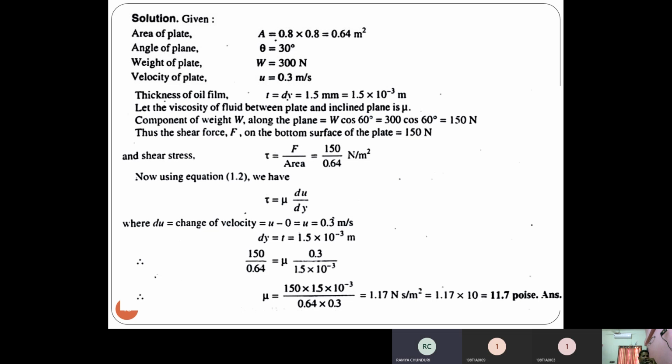Now see, we are simplifying. So once we simplify it, we will get viscosity as 1.17 Newton second per meter square.